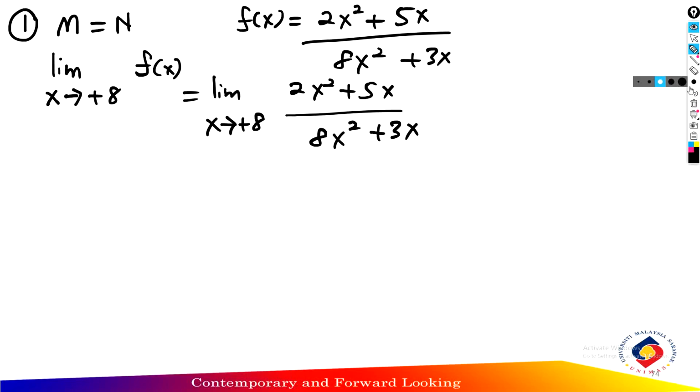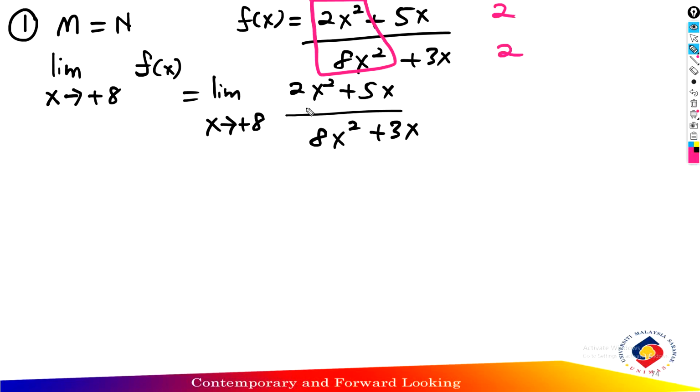Okay, first example: the degree of the numerator is the same as the degree of the denominator. First you check the degree of the numerator. The degree of the numerator here equals 2, and the degree of the denominator here equals 2. If they are equal, the fastest way is to take the ratio of the leading coefficients.